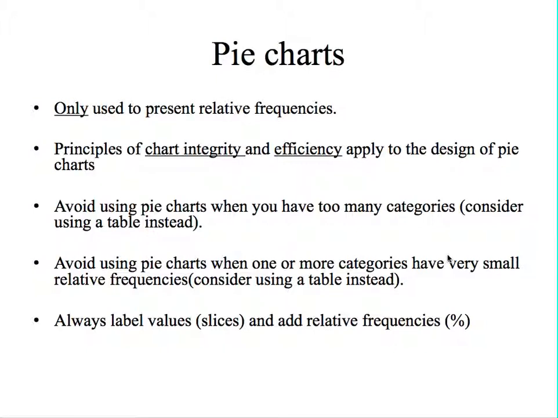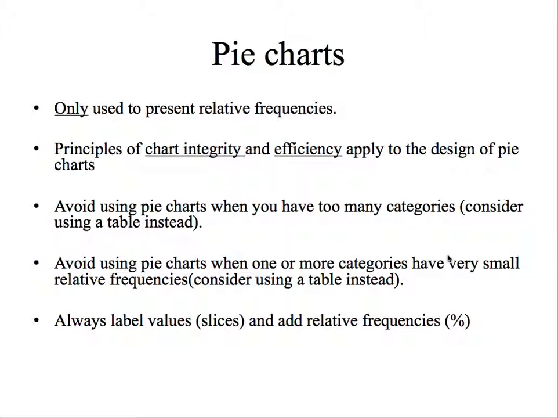So use pie charts when you have a relatively low number of categories, and also avoid using pie charts when one or more categories have a very small relative frequency. In these cases, you should consider using a table instead. When you use a pie chart, always label the values in the slices, and add the relative frequencies, the percentages there. That's what they're showing. Pie charts show relative frequencies, so they should have the relative frequencies in the label, so that people can easily compare them.